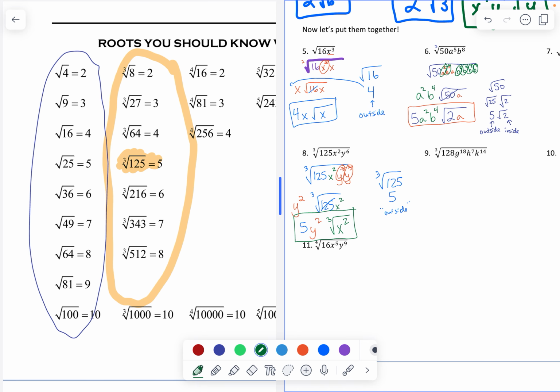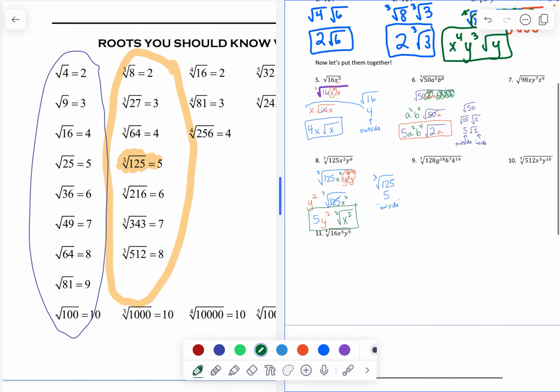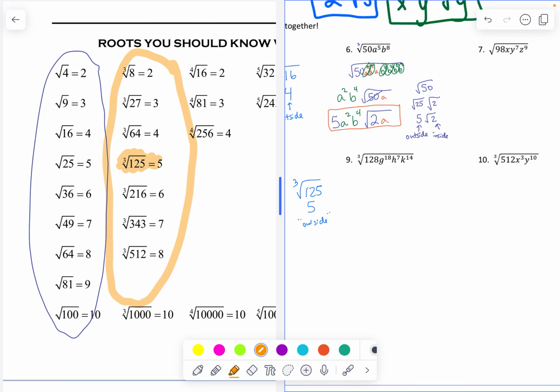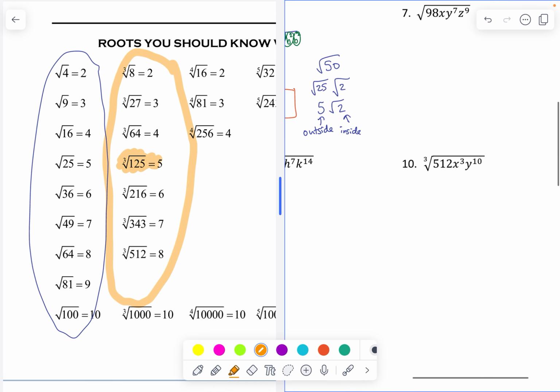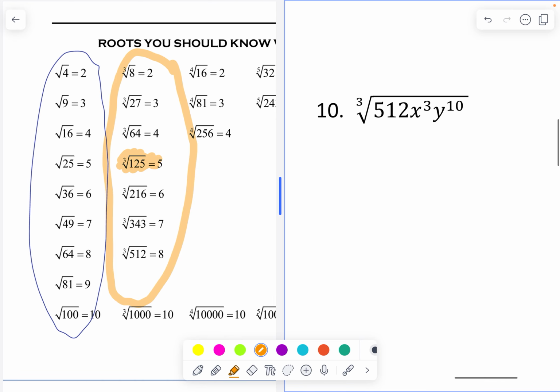Okay, how about you guys try, why don't you do number 10? Okay, you guys try number 10. If the sub can just pause the video for maybe just a minute or two, you guys try this one, number 10, and then come back and we'll check it and then we'll be done. Okay, pause.